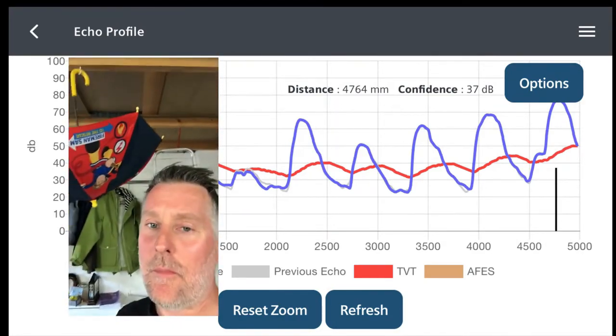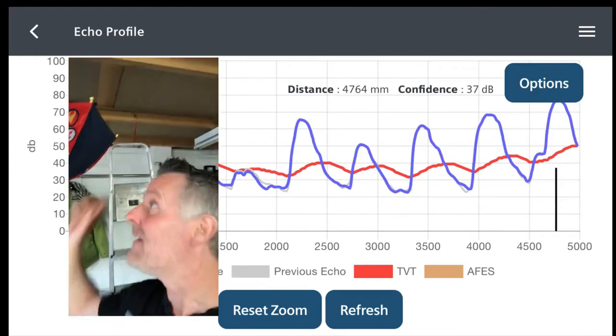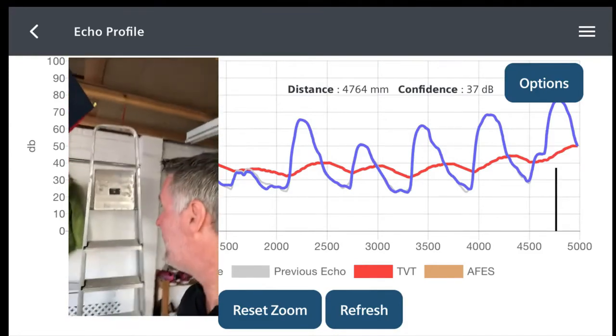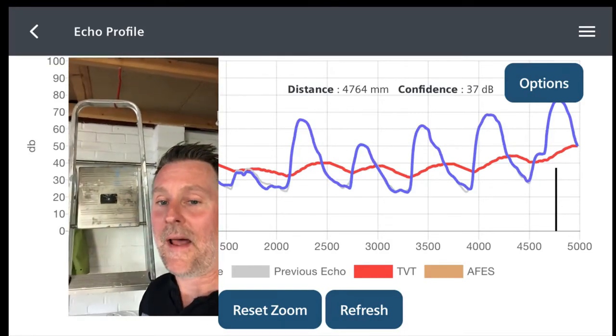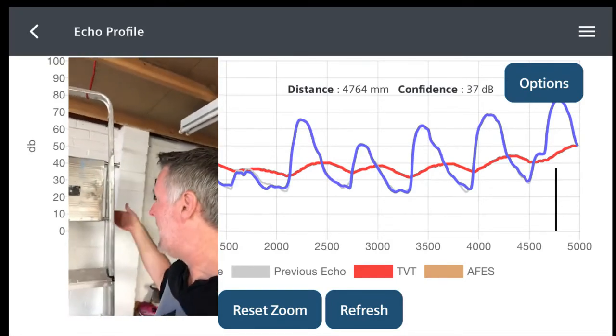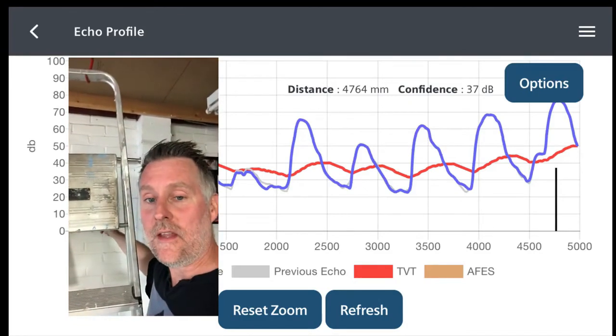Yes, put the Fireman Sam umbrella there, but again, it's not very conductive. The challenge really is this ladder, trying to get past that ladder to see the back wall.